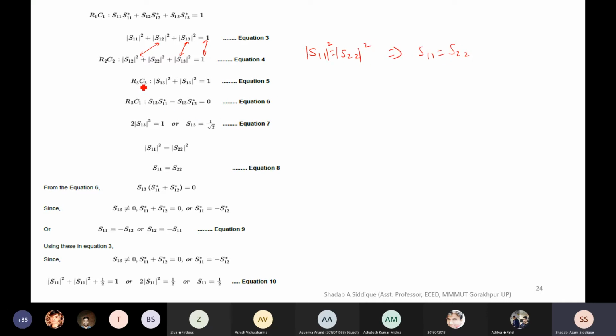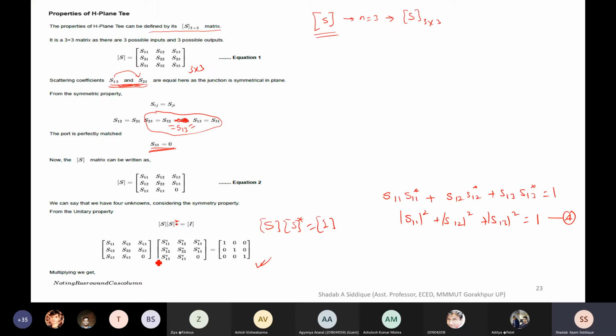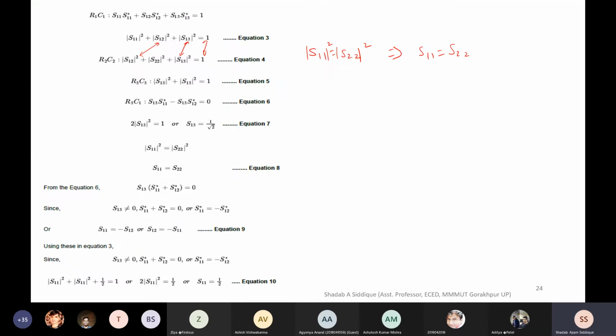Okay. Now, if we take the third row, which is multiplied with the third column, so S13 S13 star, which is equal to 1, and 0 multiplied with the 0. So we'll get S13 square plus S13 square is equal to 1. So from this we can find it out, 2 times S13 square is equal to 1. So we can say S13 is equal to 1 by root 2.